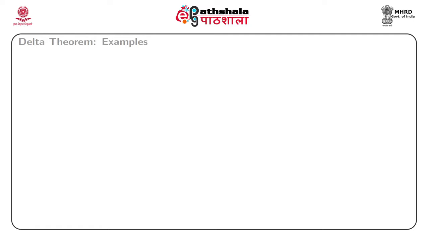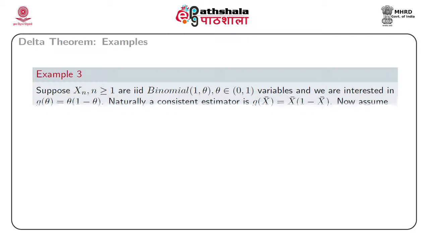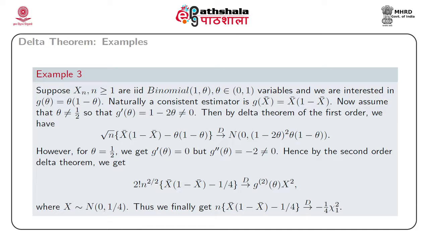Consider our next example, which is on the binomial(1, theta) distribution, where theta is the success probability belonging to the open interval (0, 1). And suppose we are interested in g(theta) equal to theta multiplied by (1 minus theta), that is the variance of x_n. Naturally, a consistent estimator is g(x bar) equal to x bar multiplied by (1 minus x bar).